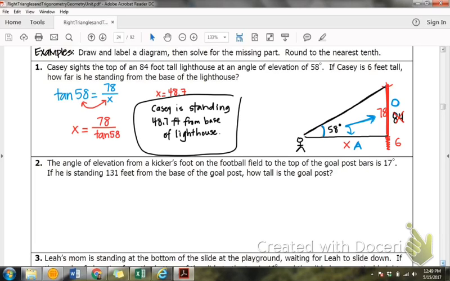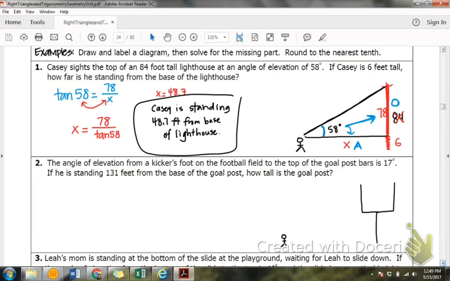All right, let's try number 2. The angle of elevation from a kicker's foot on the football field to the top of the goalpost bars is 17 degrees. Okay, so before we read any further, we know we have a football field and we have goalposts. And we have a kicker that's standing on the ground.